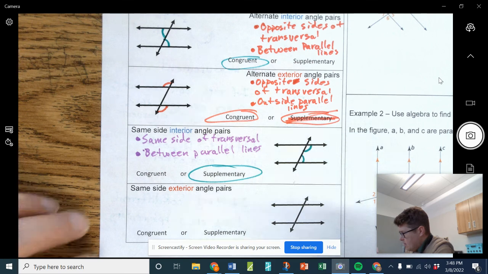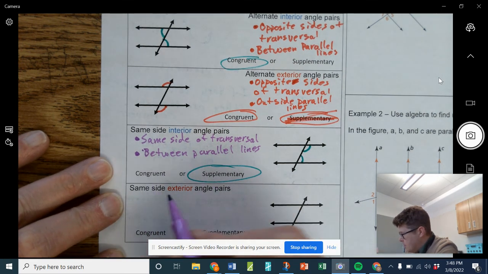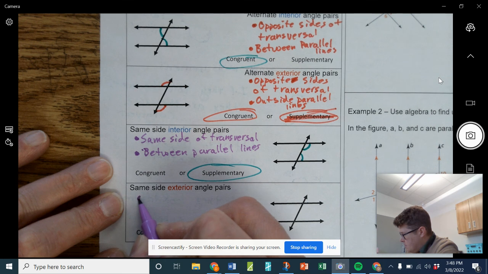Okay, last one right here. So same side exterior, so they're going to be same side of the transversal.